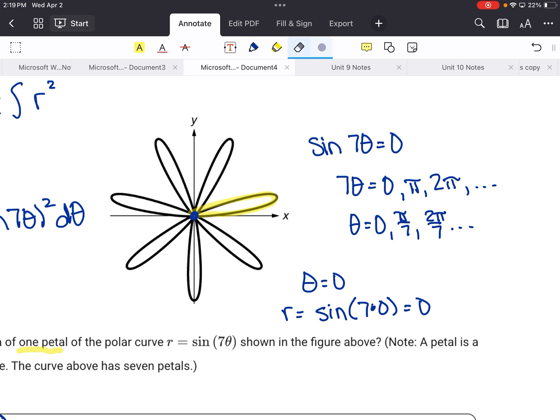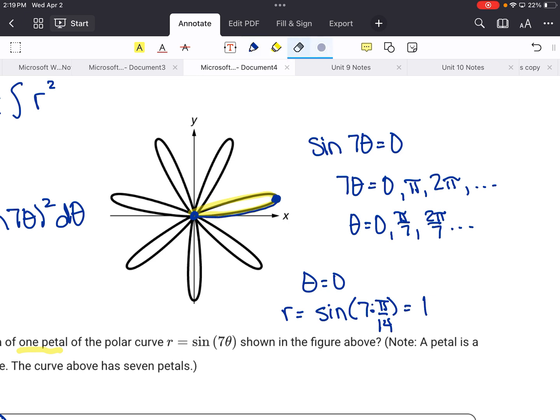If I were to plug in maybe pi over 14, then that would be 7 times pi over 14. So 7 pi over 14 would be pi over 2. The y-coordinate for pi over 2 would be 1. So when theta is pi over 14, so some really small angle, I get a radius of 1. So that's probably like around here.